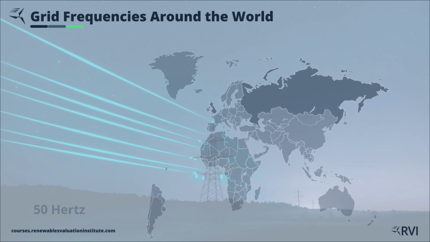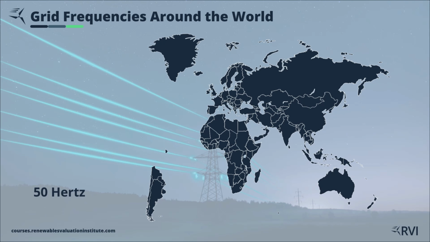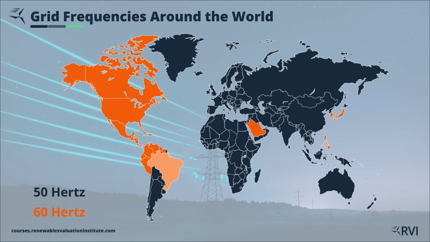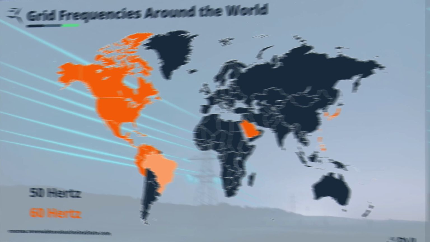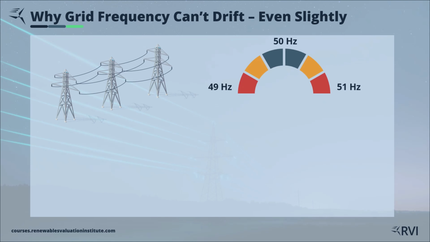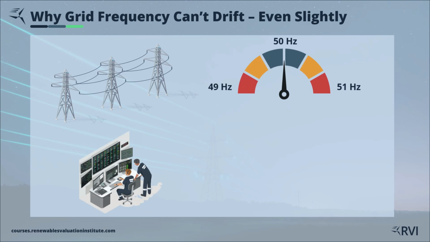Let's break it down. Most of the world, including Europe, Asia, and most of Africa, runs on a 50 Hz grid. That means the current changes direction 50 times per second. In contrast, the United States, Canada, and large parts of South America use 60 Hz, so current changes direction 60 times per second. The grid may seem stable, but under the surface, it's constantly adjusting to stay in perfect sync.